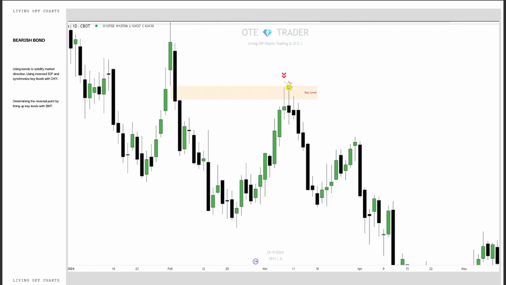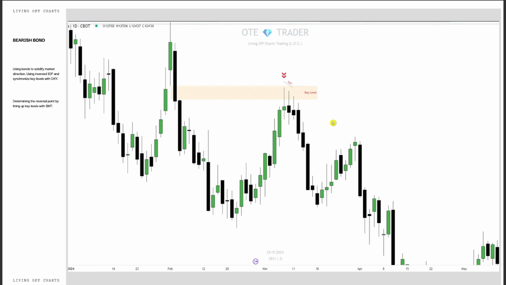So for example, we've got this key level over here in premium. So we're expecting price to go lower from here, which means, again, what I just said: lower bonds means DXY should go higher at the same time here. If we form SMT, that's a great smart money reversal tool.